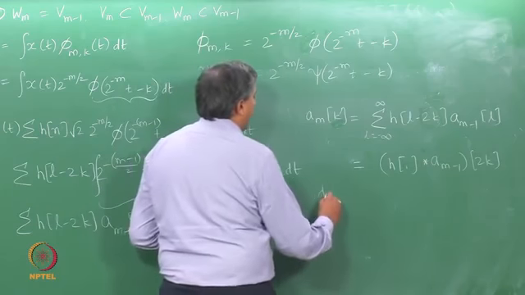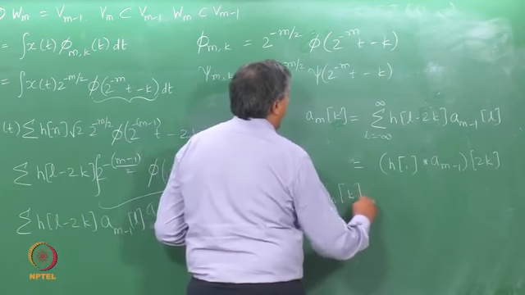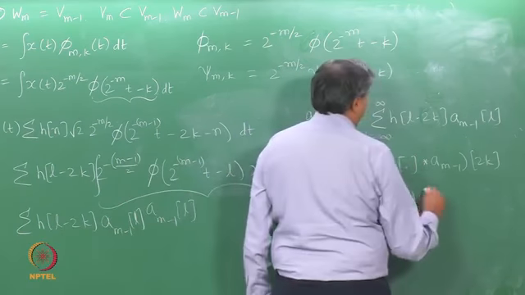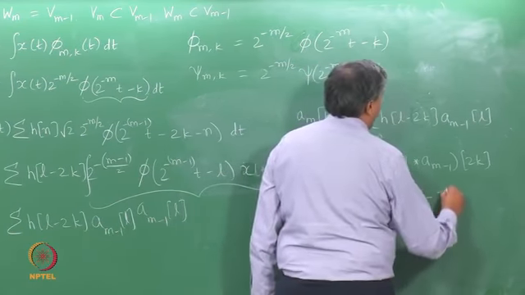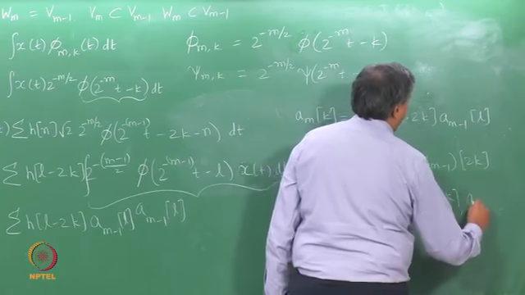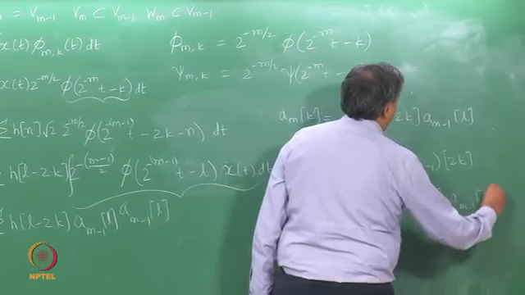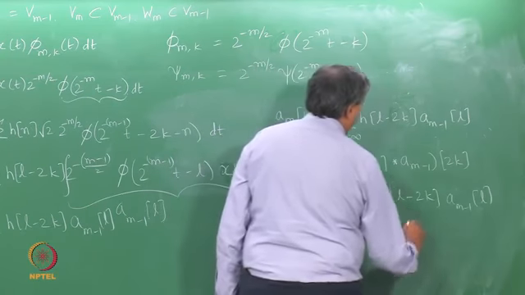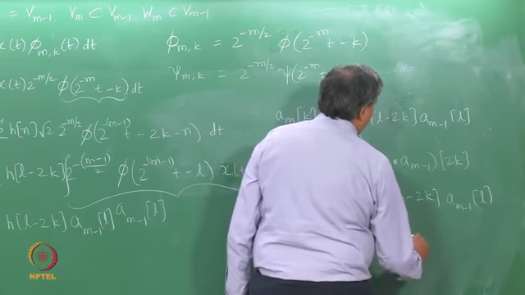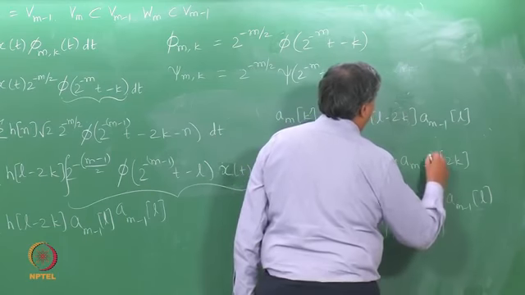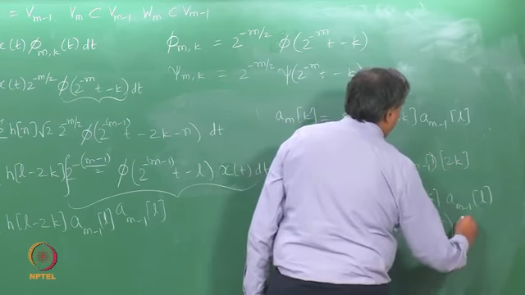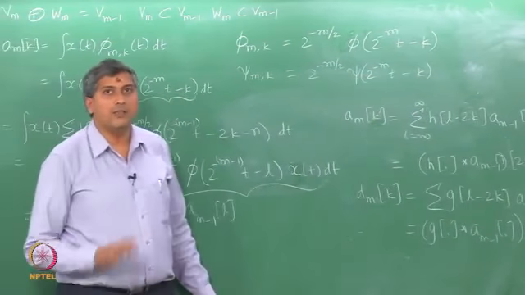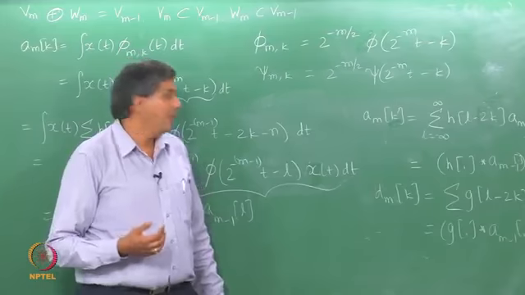Similarly, you can derive a recursive relation for d m going by the same procedure, and here instead of h you would have a g. This is once again convolution of g with A m minus 1, but downsampled again by a factor of 2, that is it. So, I have the recursive relations that I want.